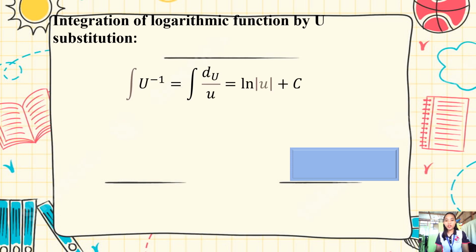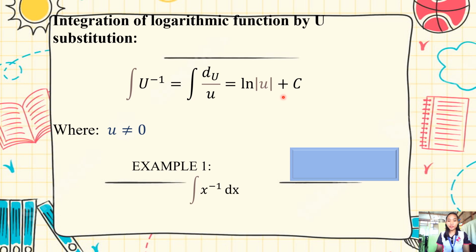Integration of logarithmic functions by use of substitution. So we have here the formula. If u is raised to -1, therefore it will be the integral of du over u, and the answer will be ln of the absolute value of u plus c, where u is not equal to 0. Always remember that. For our example number 1, we have the integral of x raised to -1 dx.